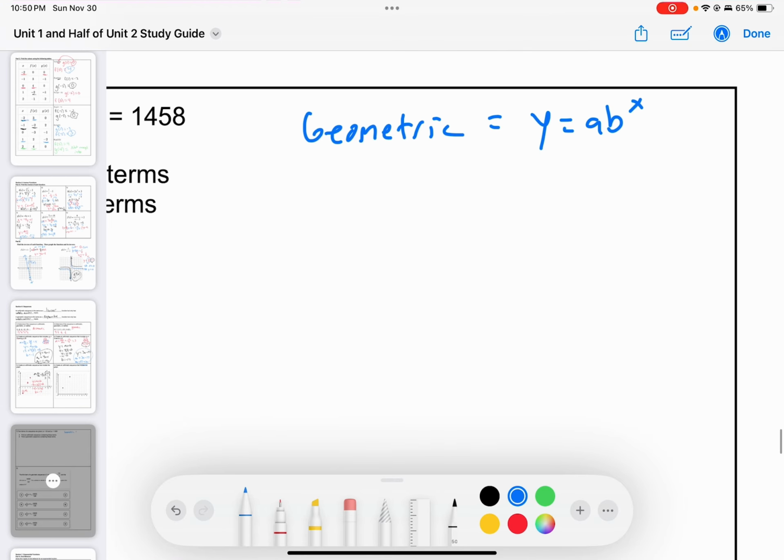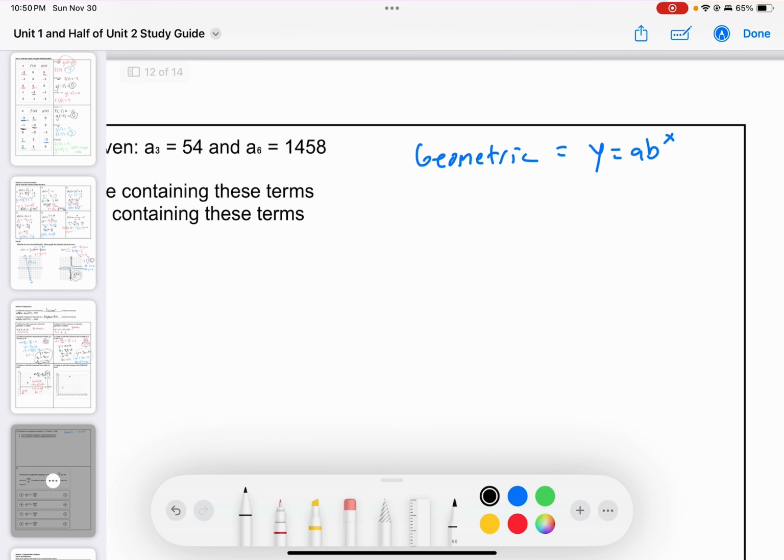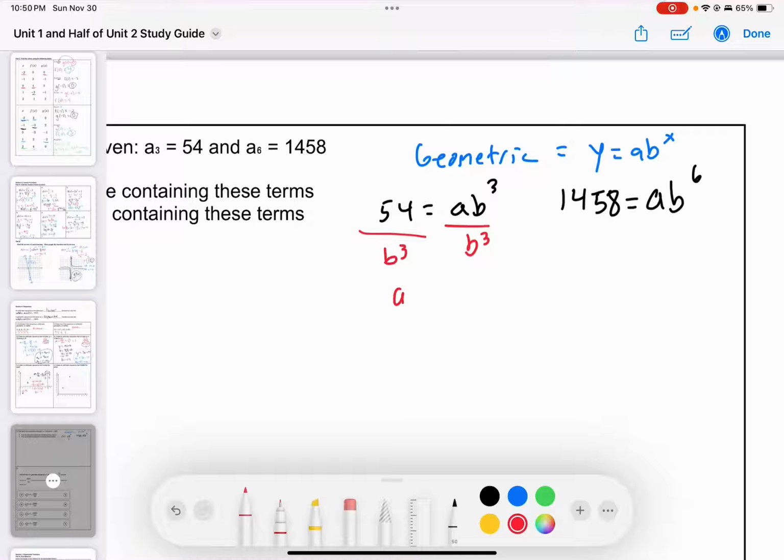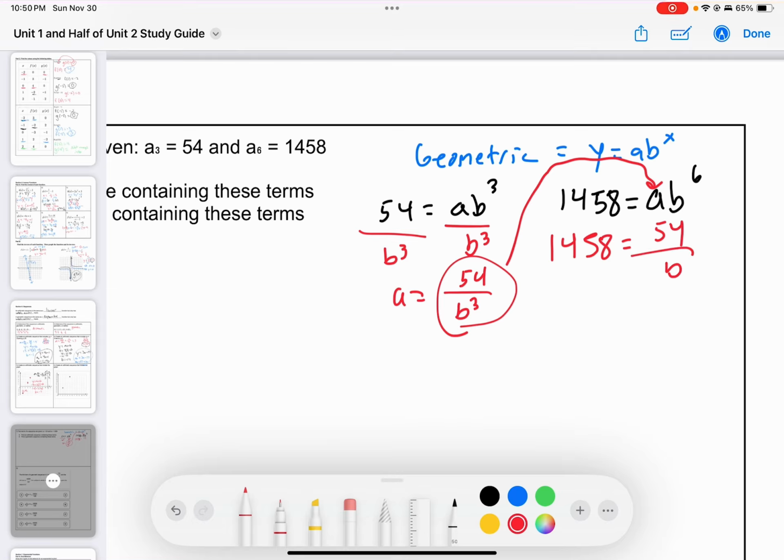Y equals a times b to the x. Okay, now let's substitute in. So first one will be 54 equals ab to the third. And the second equation is 1458 equals ab to the sixth. And so I'm going to solve for a, divide by b to the third. So a is equal to 54 divided by b to the third. So I can substitute that into a. So I get 1458 equals 54 over b to the third times b to the sixth.